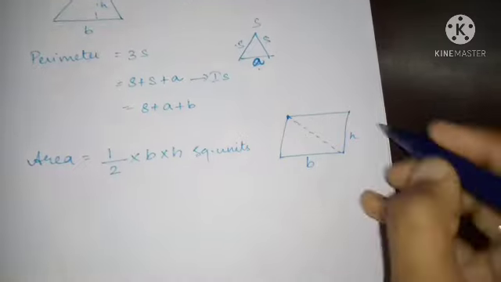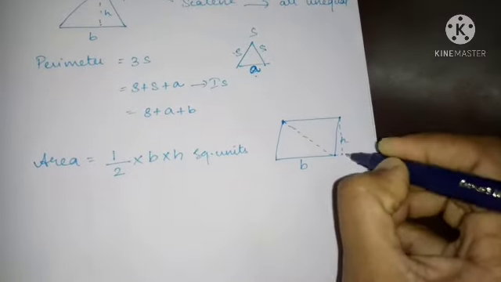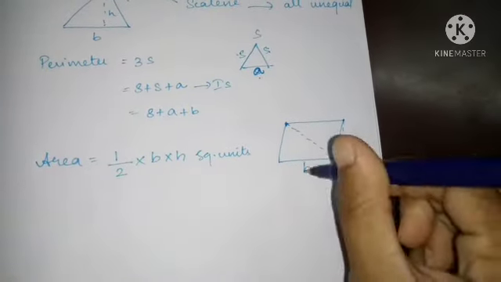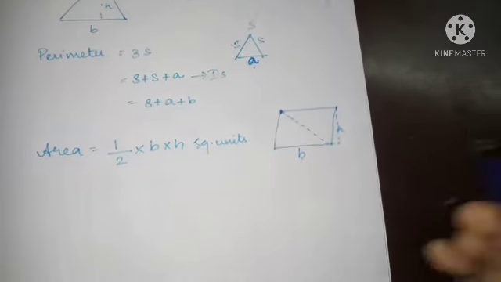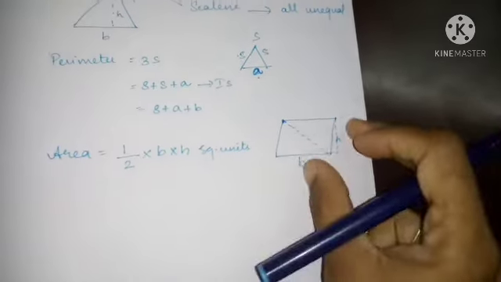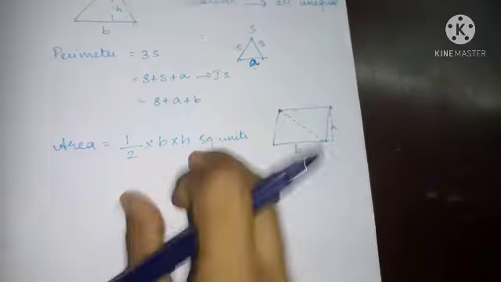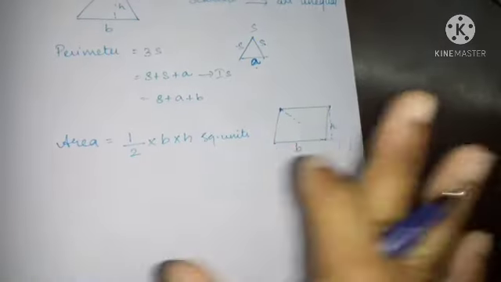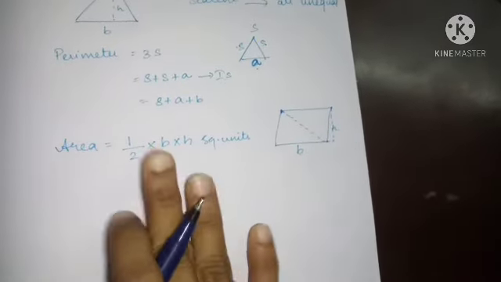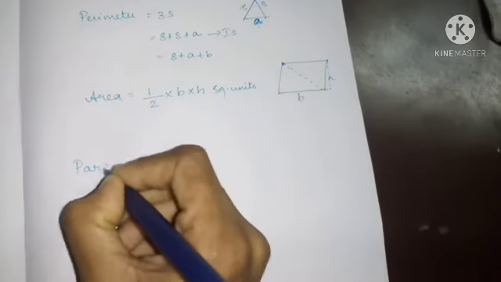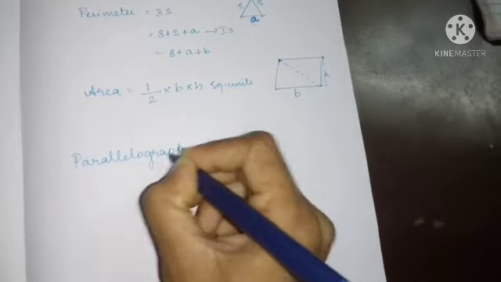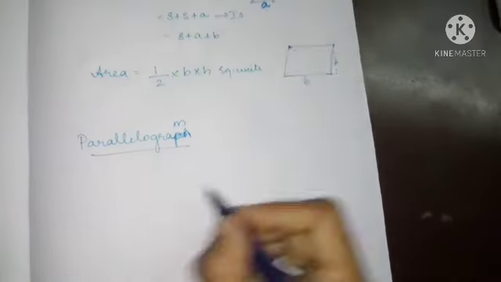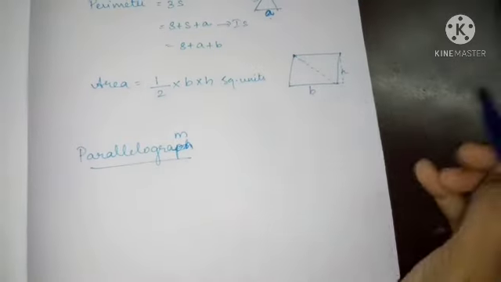A parallelogram will have a base and it has a height, like this height will be there. From this parallelogram only we are finding the answer for the triangle. First you should know the answer. Area of the triangle is half into base into height, square units. Now I am going to teach you the parallelogram, so from that we can easily find it.